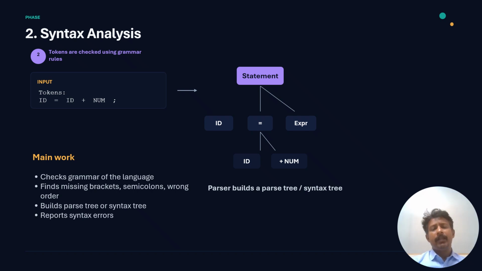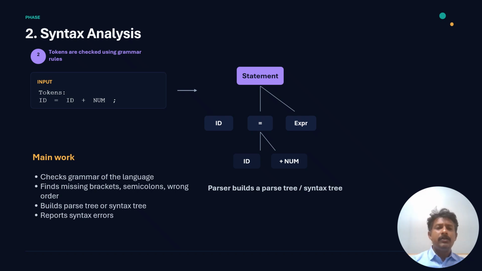After the lexical analyzer, the compiler has the tokens, right? Now the parser checks whether these tokens are arranged in the correct order. This is similar to grammar in English. Words may be correct, but the sentence must also be in the correct order, right? In a program also, tokens may be correct, but the statement structure may be wrong. For example, a missing semicolon, missing brackets, or a wrong expression format can create a syntax error.